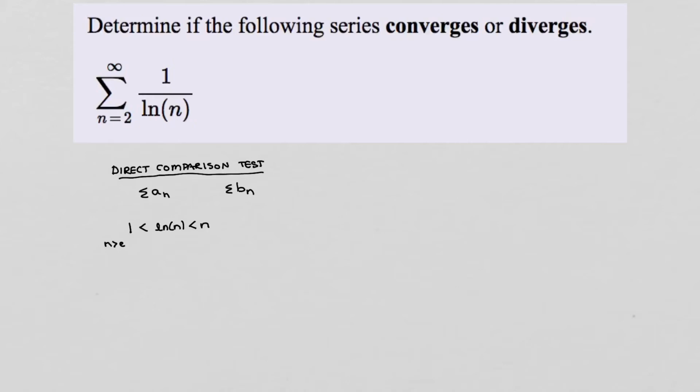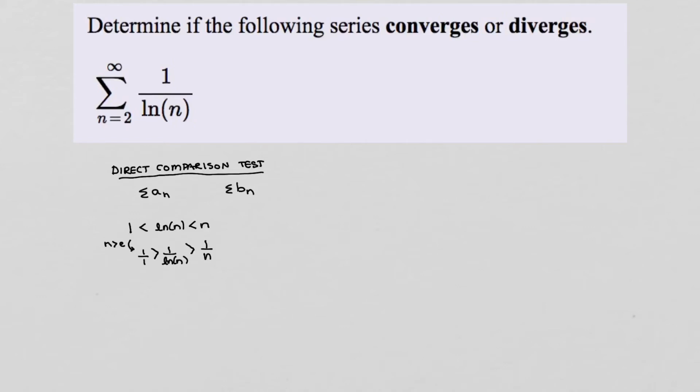How do we do that? Well, we just take the reciprocal. Let's take the reciprocal of each number. So if I take the reciprocal of 1, I get 1 over 1. If I take the reciprocal of the natural log of n, I get 1 over the natural log of n. If I take the reciprocal of n, I get 1 over n. And when we take the reciprocals of numbers, remember, the smaller numbers actually become larger, correct? And so the order of that inequality symbol has to flip.